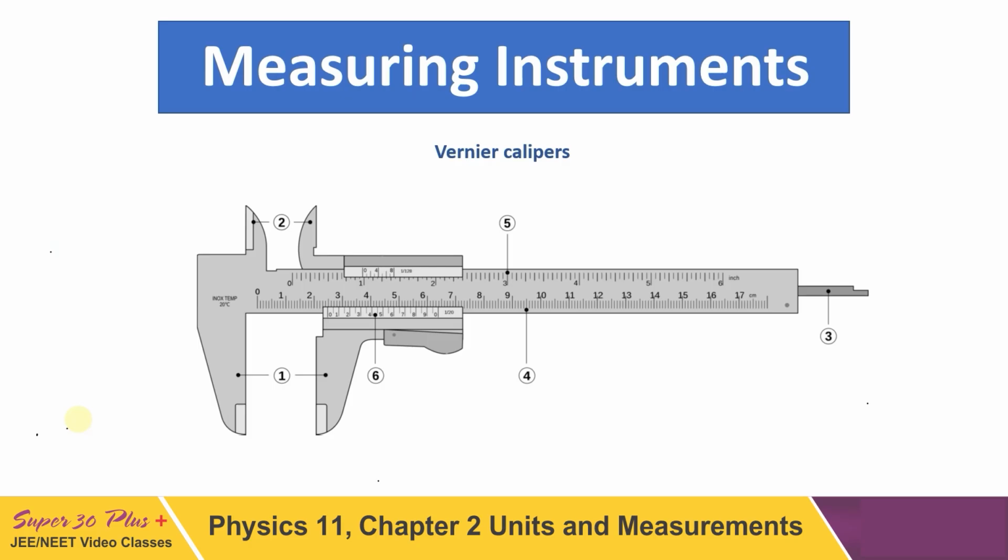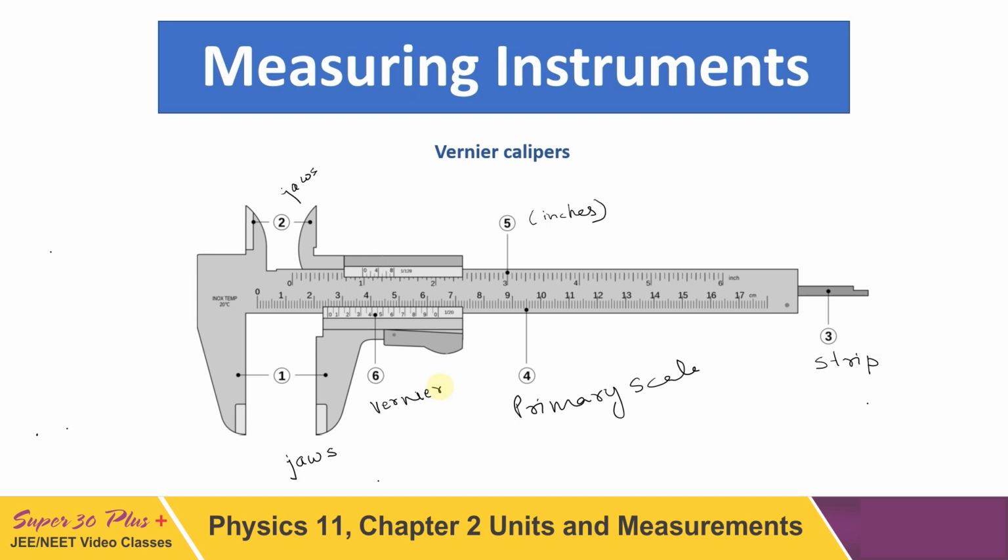Number 1 is jaw. These are the jaws used to measure external dimension of an object. Number 2 is also the jaw. This is used to measure internal diameter of a beaker. Now number 4 is the main scale or primary scale. This is identical to the measuring scale that we use in our schools. 5 is also a primary scale, but here the readings are in inches. Number 3 is a strip which is used to measure depth of a beaker. 6 is vernier scale. So this is how a vernier caliper looks like.